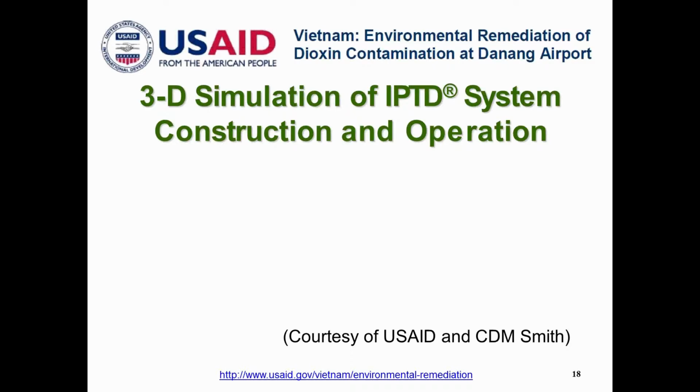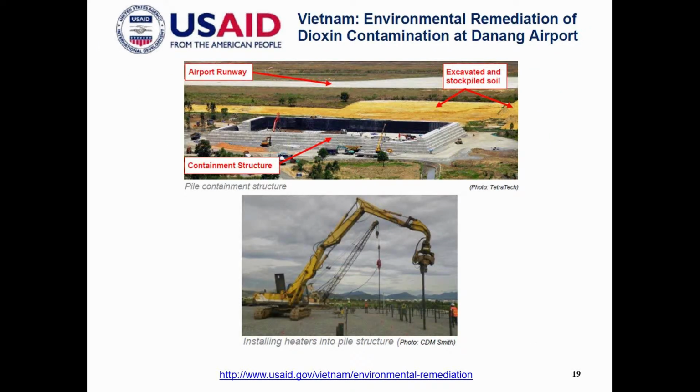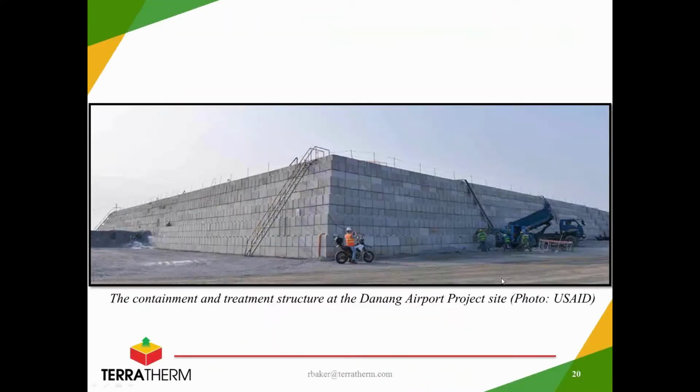So the U.S. Agency for International Development awarded TerraTherm a $37 million contract in 2012 to install the system that we had designed and operate it. This photograph shows the treatment structure, the pile structure, as it was when it was being installed by another contractor. And then when turned over to us, this is our installation of the heaters. As I mentioned, in only 18 days installing over 1,250 heaters.